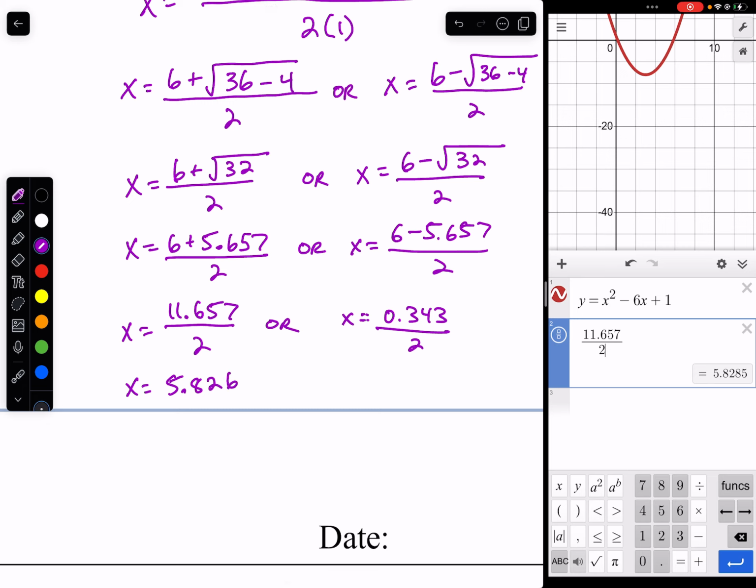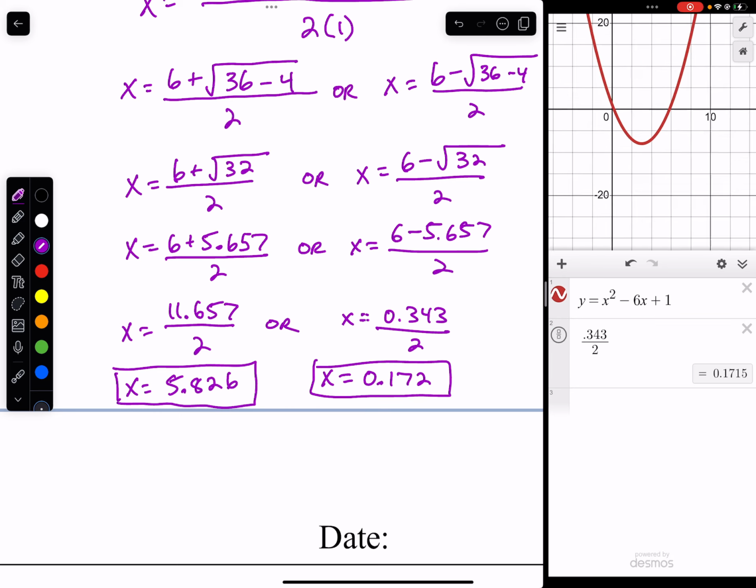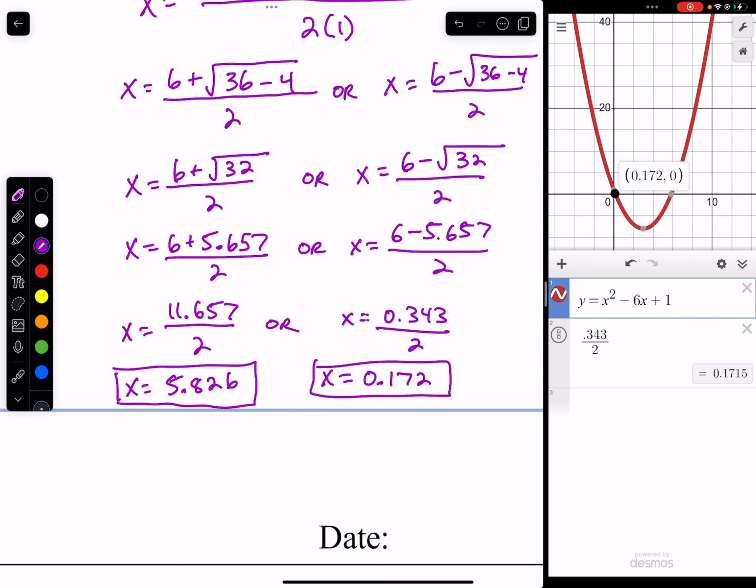And then let's do the other one. It's going to be 0.343 divided by 2, and we get x equals 0.172, we'll call it. Those are our two solutions, which will be our two x-intercepts. Let's check those again. 5.828 and 0.172, so there's some rounding depending on when you round, but they're close enough, right?